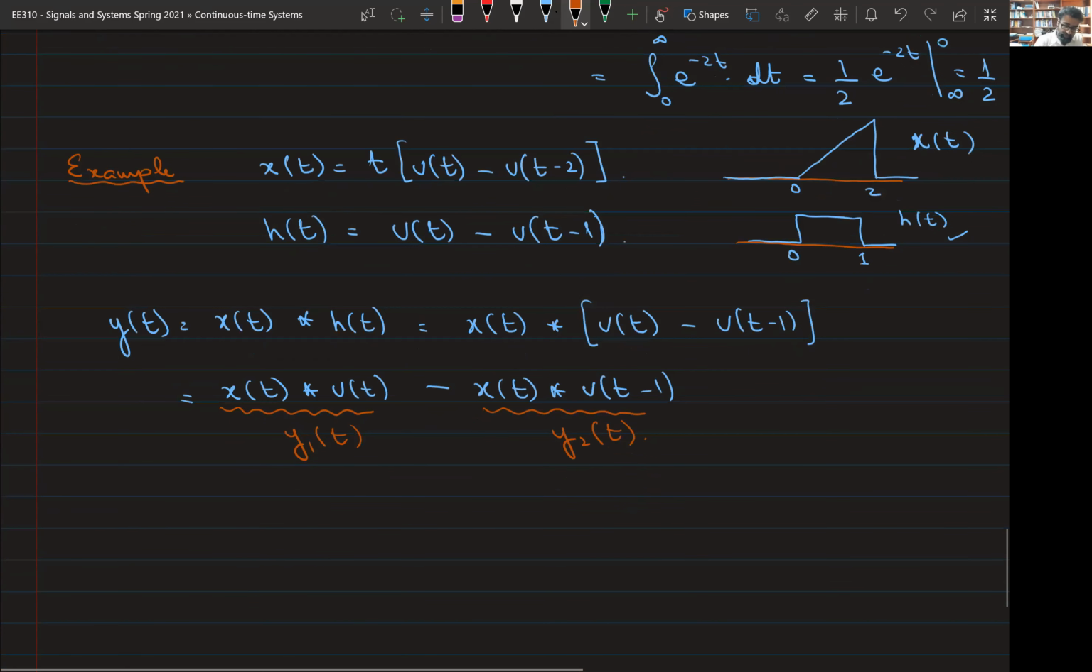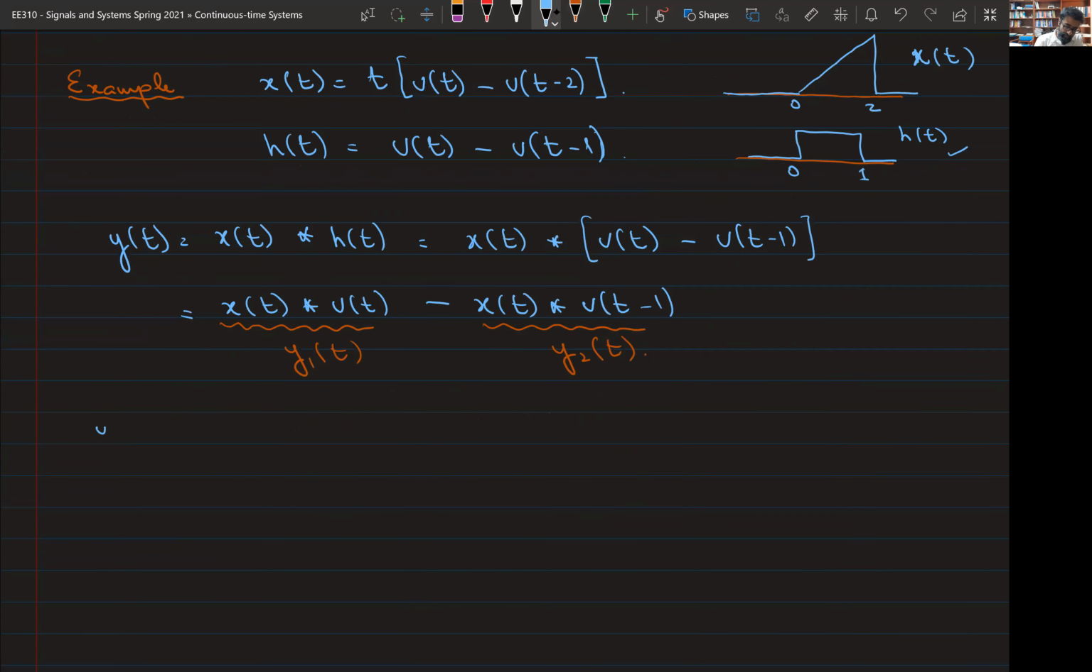Right? So y1 is actually equal to x of t convolved with u of t. Now let's do this convolution together, right? So how do we do this convolution? I would perhaps use this, which is the integral from minus infinity to infinity of x of tau, h of t minus tau, right? Or this is actually u of t minus tau.